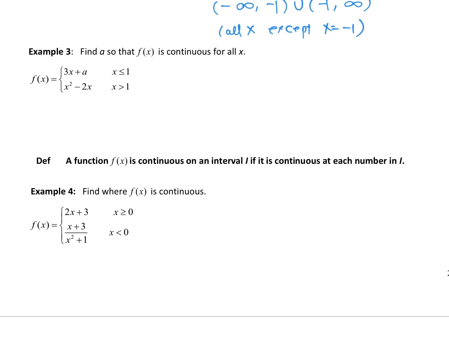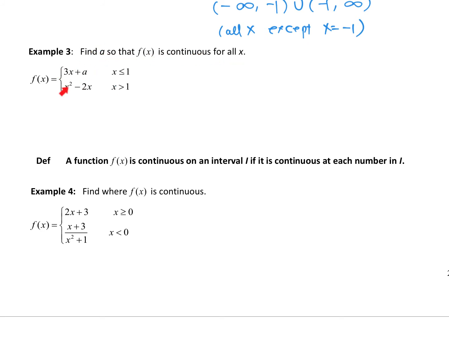I'll get started on it, and then I'm going to have you guys finish it. Example 3, find a. Where's the a? This a here. Again, this is a piecewise definition. My function is split into 2 different portions: when x is less than or equal to 1 and when x is bigger than 1. So find a so that f of x is continuous for all x.